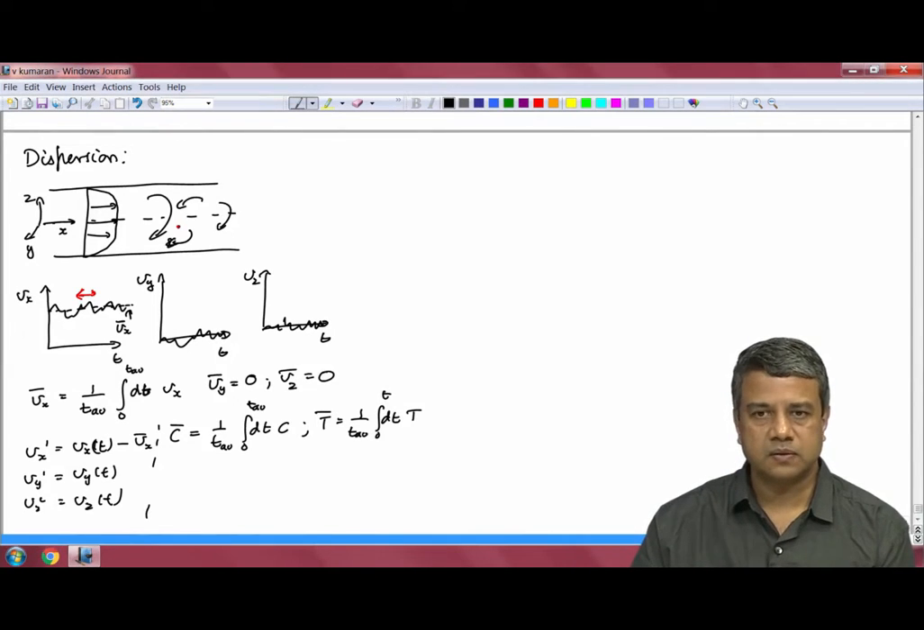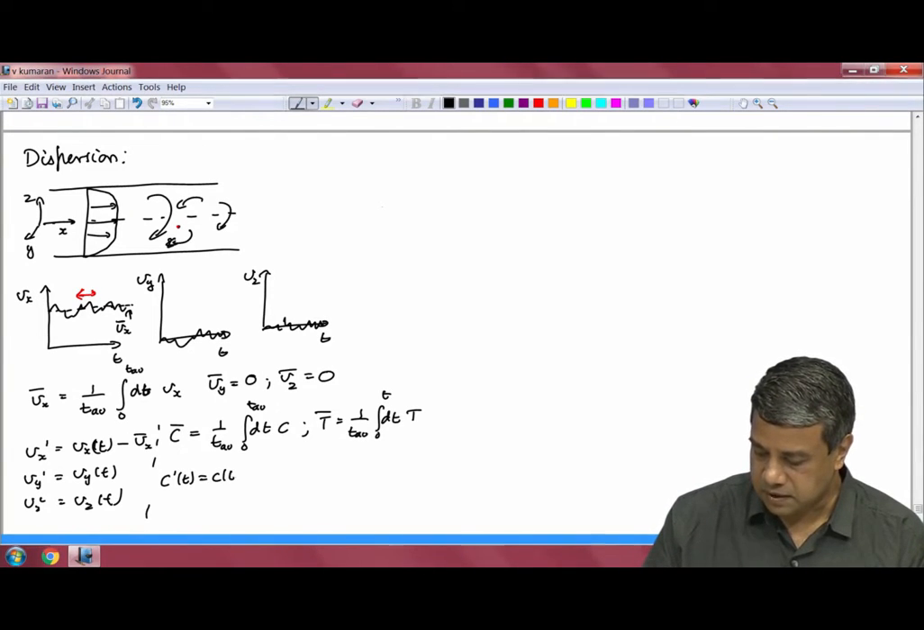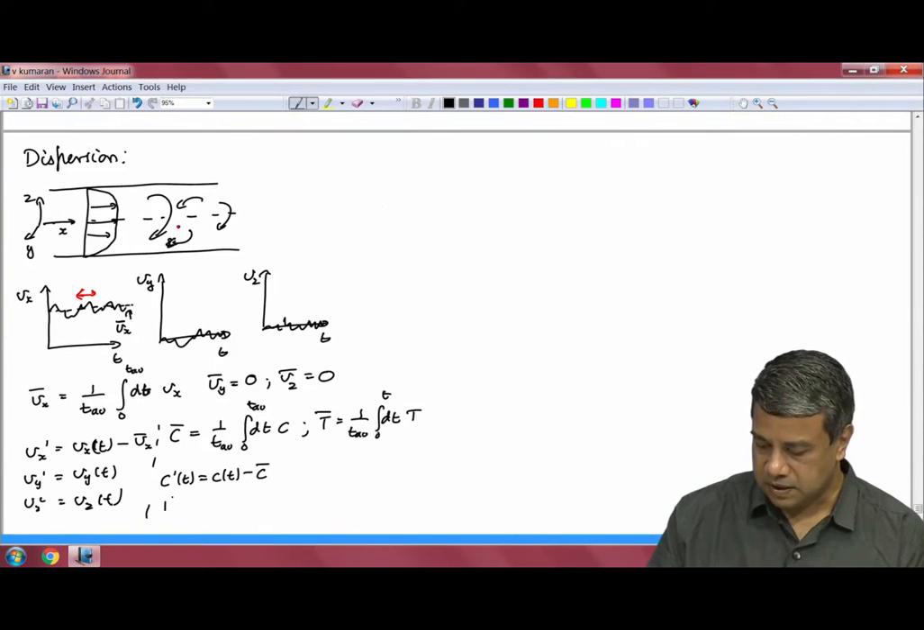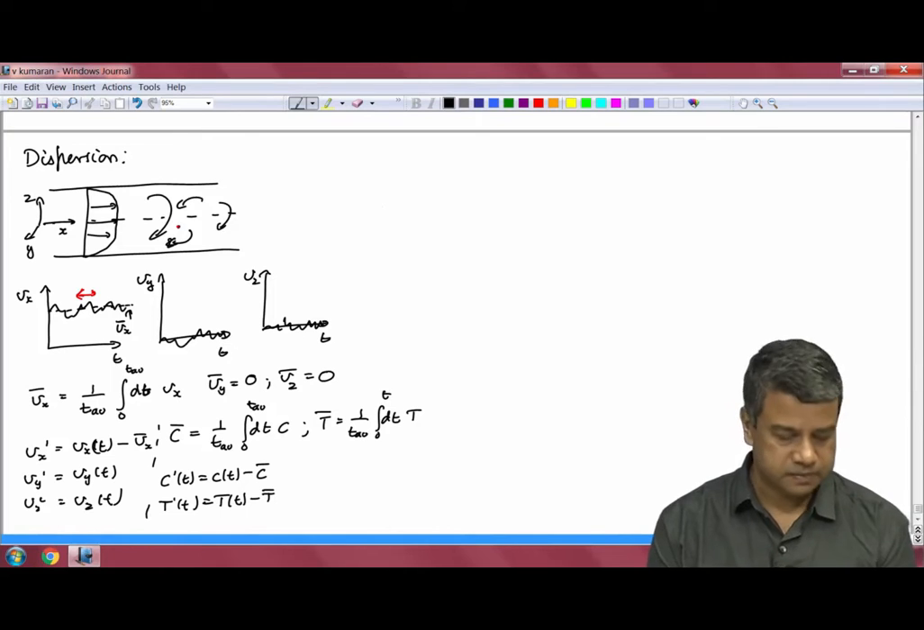And corresponding to that, I can define the fluctuating concentration as a function of time minus the average concentration, and the fluctuating temperature as a function of time minus the average temperature. Okay. So, these are the quantities.